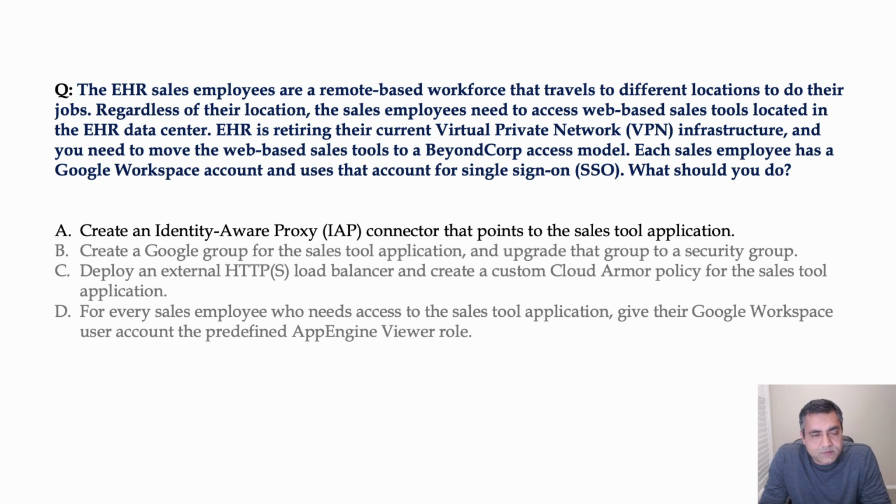Now, the first one is create an Identity-Aware Proxy connector that points to the sales tool application. It seems to be the right answer because Identity-Aware Proxy connectors allow you to manage access to HTTP-based apps outside of Google Cloud. So I think this is the right answer, but let's look at B as well. Create a Google group for the sales tool application and upgrade that group to a security group. It's not correct because Google groups by themselves do not grant access to an application, nor do they move an application to a BeyondCorp model.